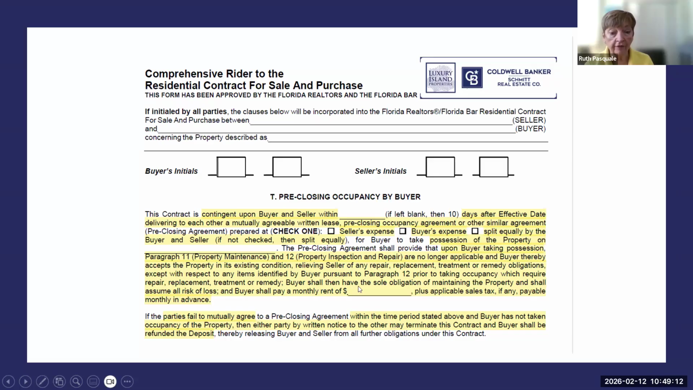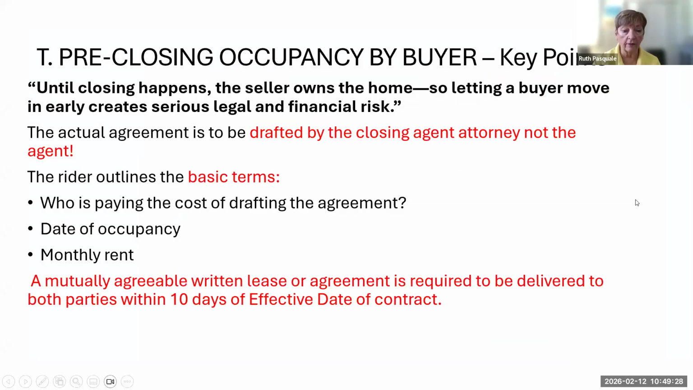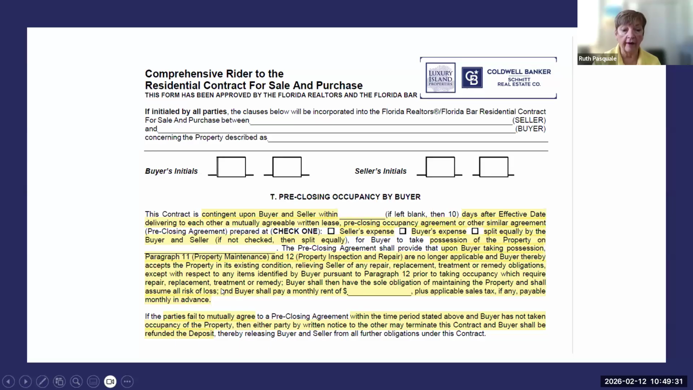And then the buyer shall have the sole obligation of maintaining the property and shall assume the risk of loss. And then here they talk about, okay, what is the rent going to be, plus any applicable sales tax or other fees. So they have to agree on what the monthly rent is going to be. All right. So if the parties fail to mutually agree to an agreement within the time period stated above, and the buyer has not taken occupancy, then either party can terminate the contract.